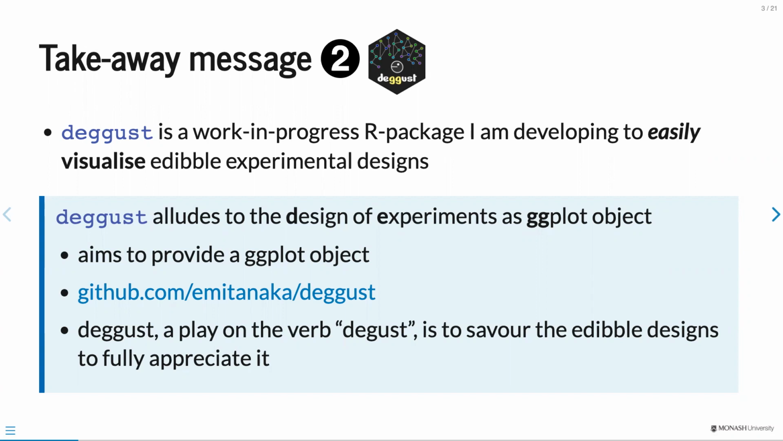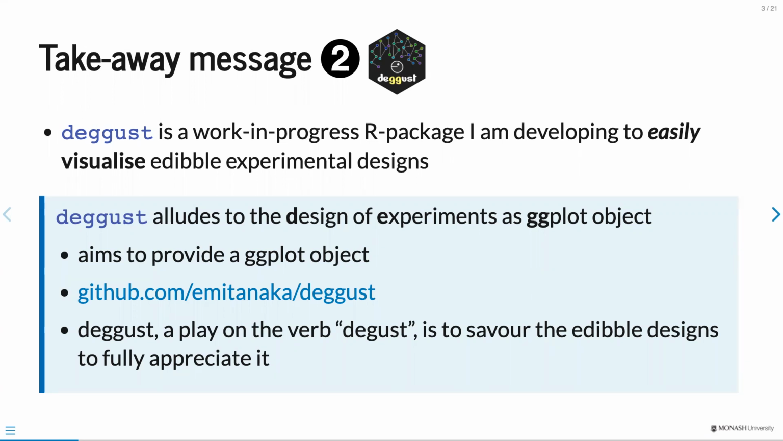Now, Degas, that's with double Gs. It is a play on the verb degust, which is, if you go for a degustation menu, about savoring and appreciating really that food. It's kind of similar to that in a sense that when you do this visualization, you're fully savoring and appreciating the design that you have just created.